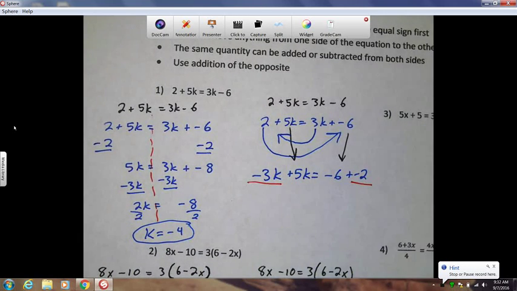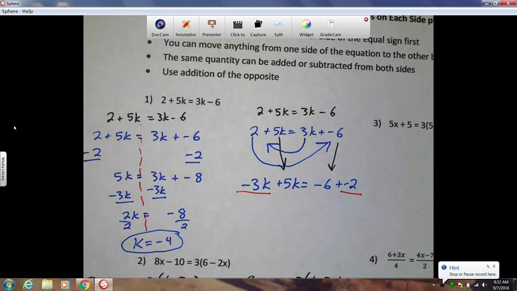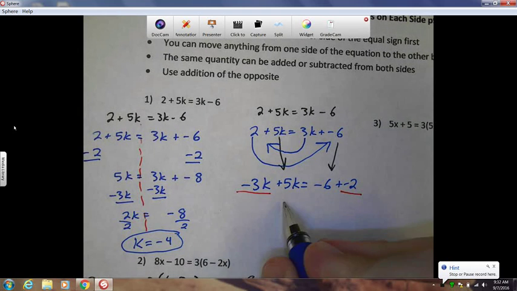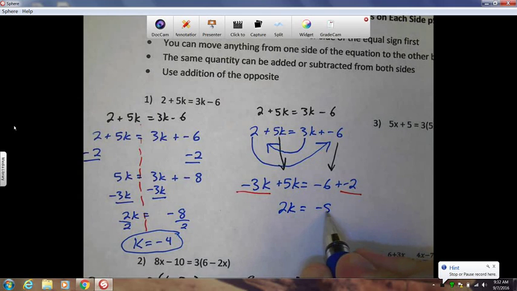So now I can just simplify. Here's 2k, and that's -8. So k is equal to -4. So both ways work. It's kind of up to you.